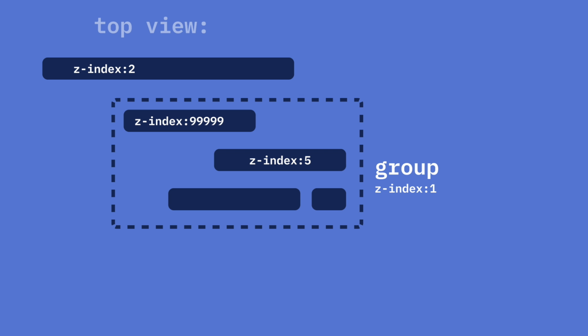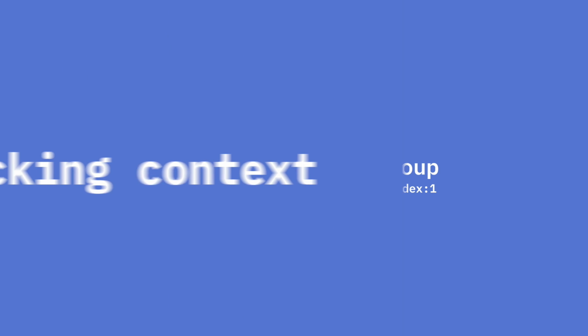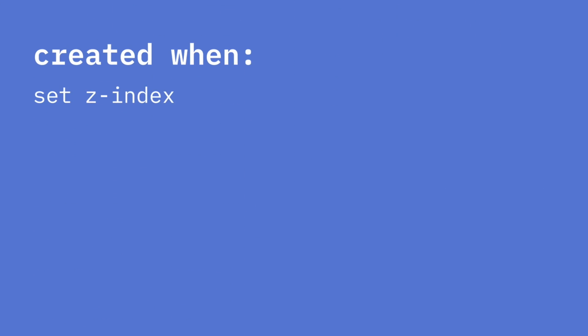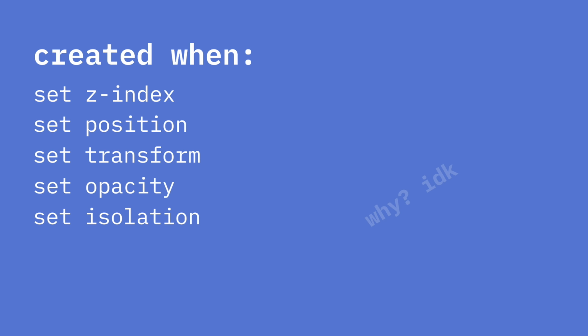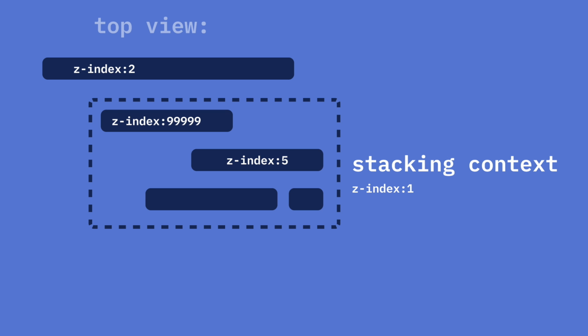The same thing happens with CSS, except that instead of calling it groups, it's called stacking contexts. Stacking contexts are created when you set the z-index of a container, but can also be created by setting other properties like position, transform, opacity, and a property called isolation, which is made exclusively for the purpose of creating stacking contexts. Now, if a child element has a z-index of 9999999, it will still never escape, and the high z-index will only mean that it is the topmost within the group.